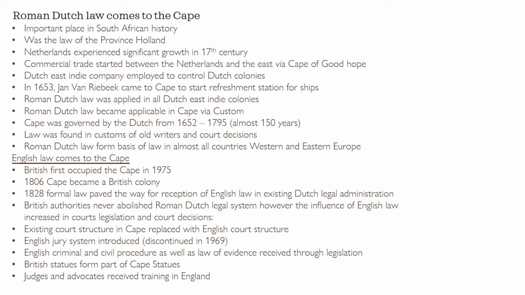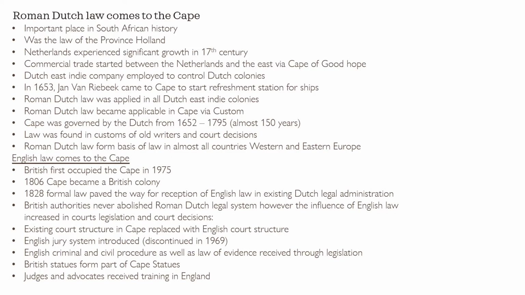Roman Dutch law was applied in all Dutch East India colonies. Roman Dutch law became applicable in the Cape via custom. The Cape was governed by the Dutch from 1652 to 1795, which is almost 150 years. The law was found in the customs, old writers, and court decisions. Roman Dutch law formed the basis of law in almost all countries, Western and Eastern Europe.